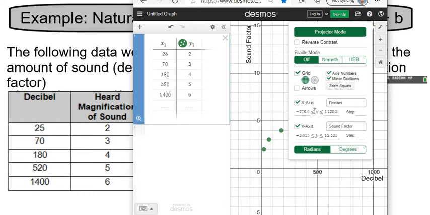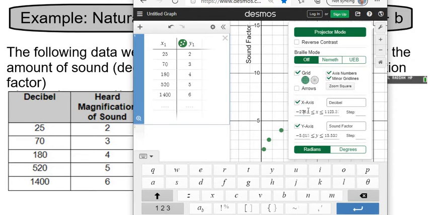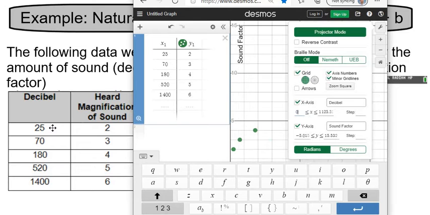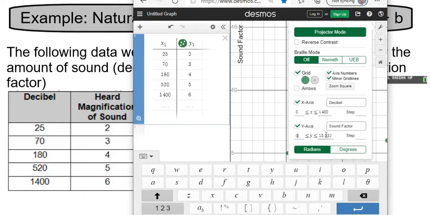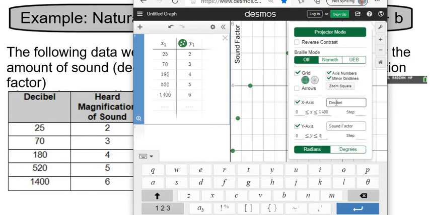Then you go to the wrench and you put in the information that you see. The domain of this is 25 to 1400. I'm going to put in 0 to 1400. It's always good to have an X and Y intercept. And on the y-axis, we're just going from 0 to 6 maybe, and then we can easily adjust it. Notice I also changed the x-axis to say decibel, which is the input, and out here I put sound factor for that. I could actually type the whole thing in if I wanted to.